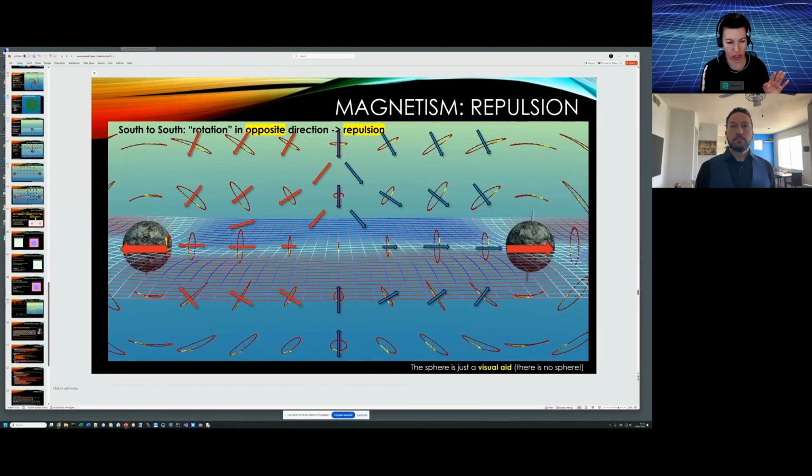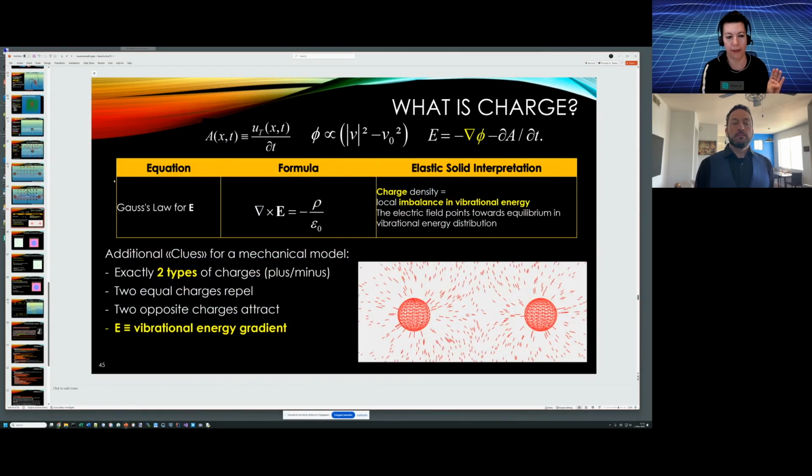Now, charge is not finished. I'm still working on this, but basically there are different possibilities, different solutions. When we look at the definition, the Gauss law, for instance, the charge density is the local imbalance of vibrational energy. So in the center you have more vibrational energy, and then you have the gradient of that.